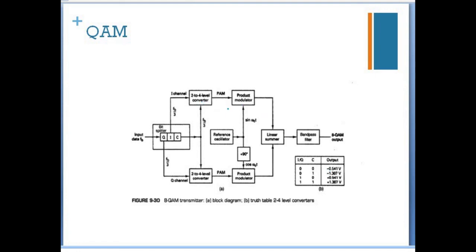to 4 level converter. And this signal is given to the product modulator. If it is negative, we get a negative signal. And similarly, the Q channel and the C channel are given to the 2 to 4 level converter. The output from the 2 to 4 level converter is based on the value of Q and C. So if Q equals 0, C equals 0, we get 0.541 volt. This is given to the product modulator. In the output of the product modulator, the top and bottom are summed by using a linear summer to get the 8 QAM signal.